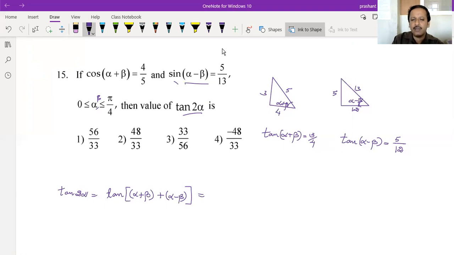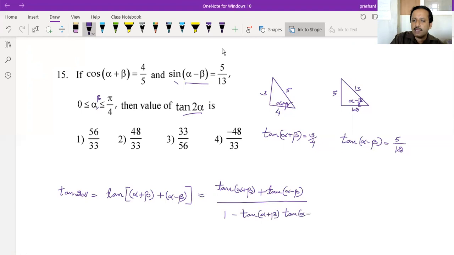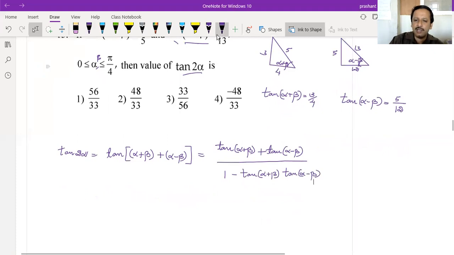So it looks like tan of A plus B. Tan(A plus B), you know the formula. Tan(A plus B) is equal to tan A plus tan B divided by 1 minus tan A tan B. So tan A means tan(alpha plus beta), plus tan B means tan(alpha minus beta), divided by 1 minus tan A, A means alpha plus beta, now into tan B, that is alpha minus beta.